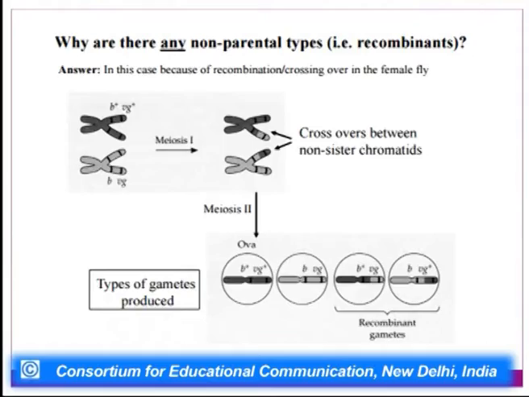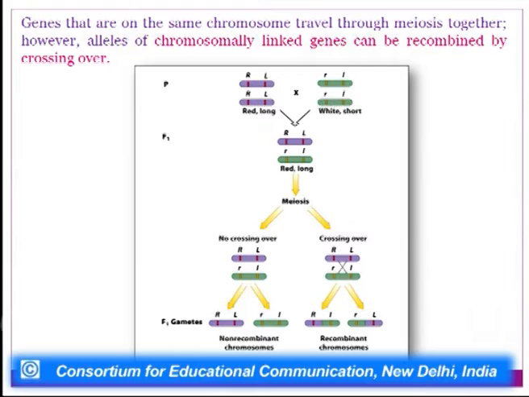So, genes that are on the same chromosome travel through meiosis together. However, alleles of chromosomally linked genes can be recombined by crossing over. It is again shown that there are two alleles we are talking about here, the red and the long. A wild type parent has red and long, and another one has white and short, and if they are crossed together, in the F1 generation they will be red and long because the capitals are dominant.